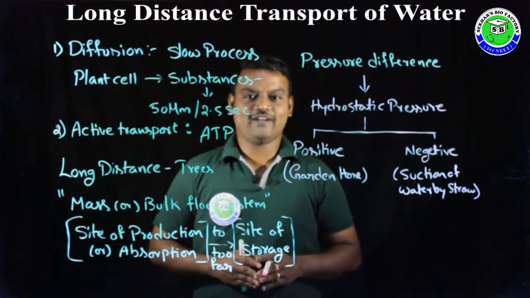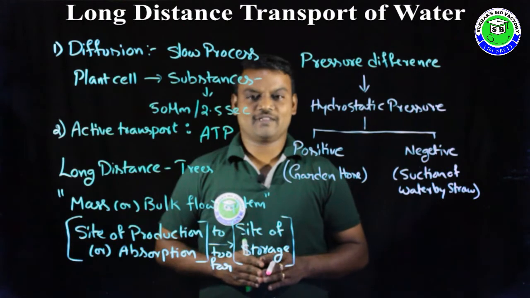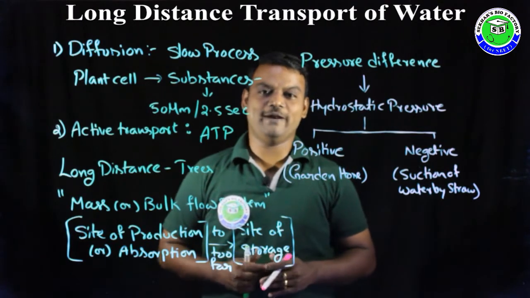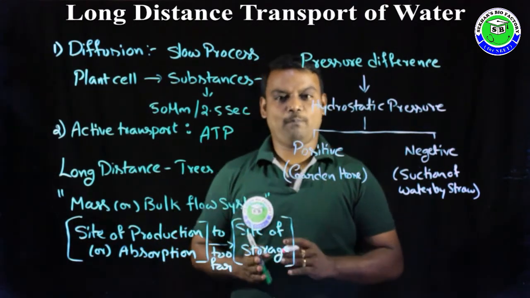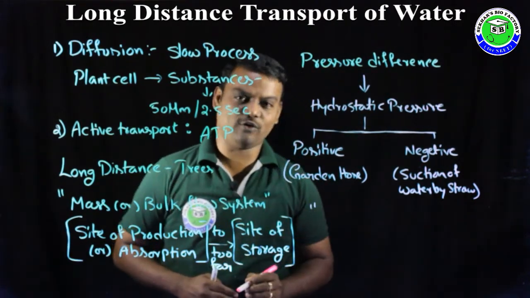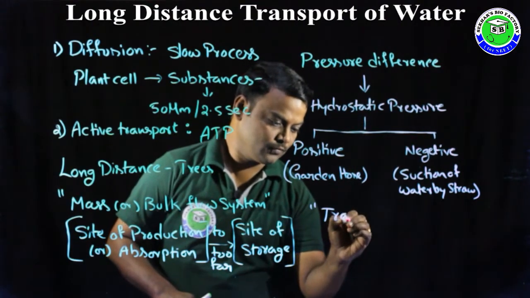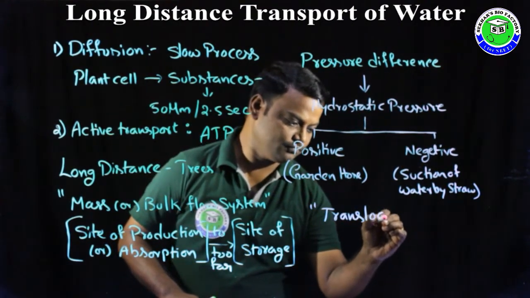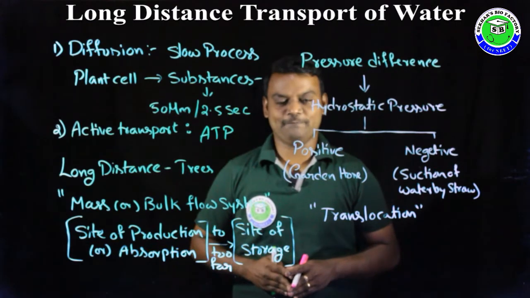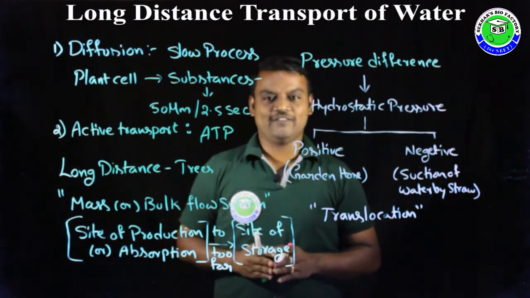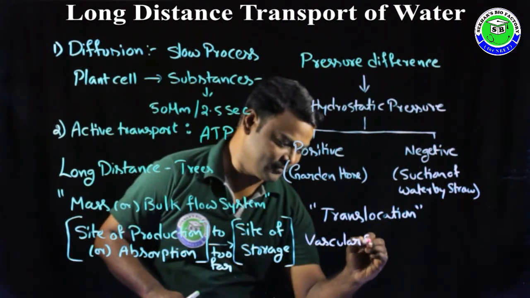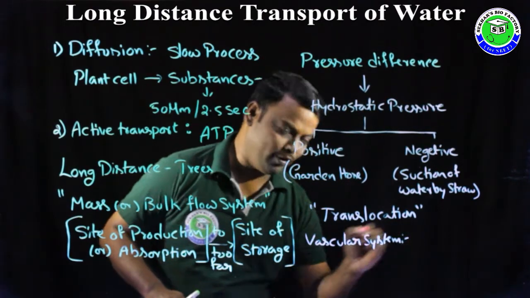So during this long distance transportation, not only water, along with water, mineral salts, organic nitrogen, hormones and food materials can be transported from one point to another point for long distance collectively. Such type of transportation is referred to as translocation. So this translocation process can be achieved by a special system present in plants. It is called the vascular system. So this vascular system is helpful for long distance transport.